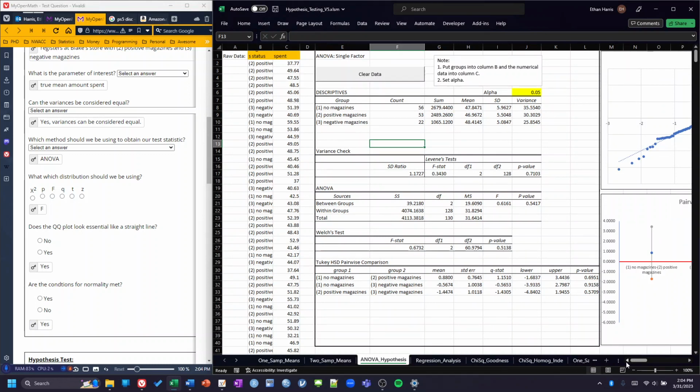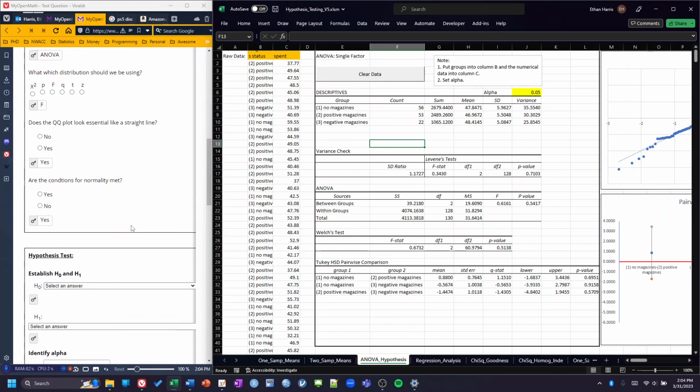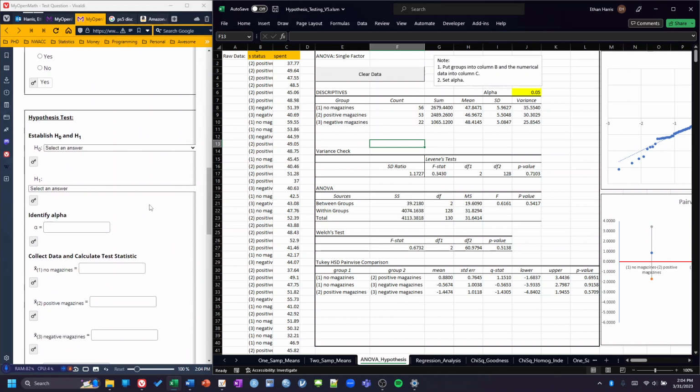Here we actually need to have some requirements of normality met, and we use the QQ plot to check it out. Okay, so we are able to meet those, and now we can go down and establish our hypotheses. Now our hypotheses are a little bit different this time.